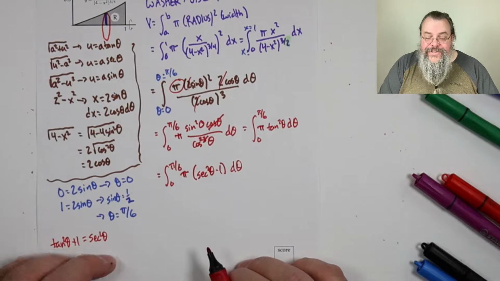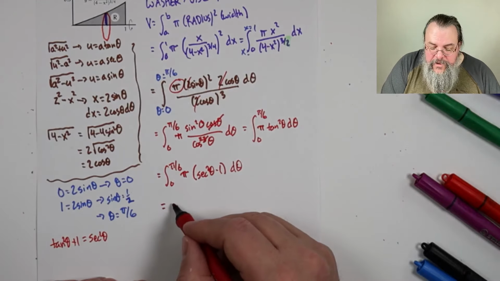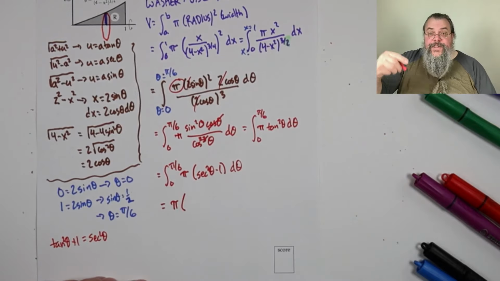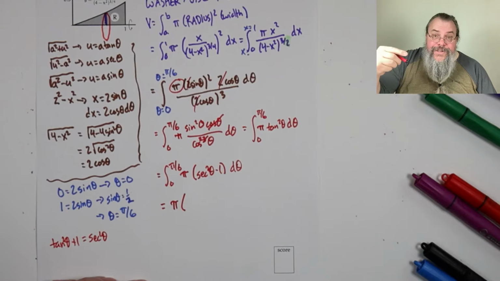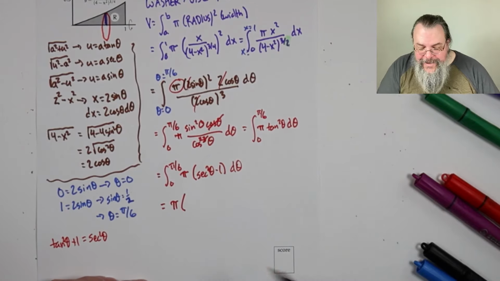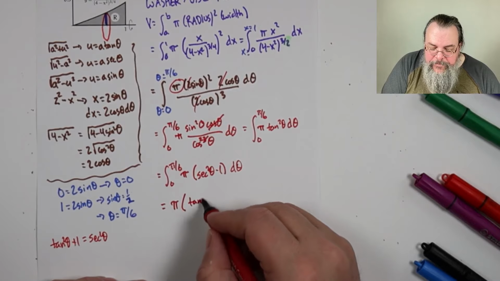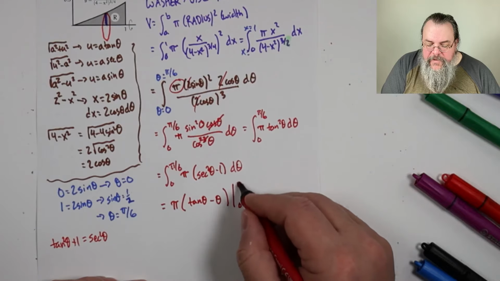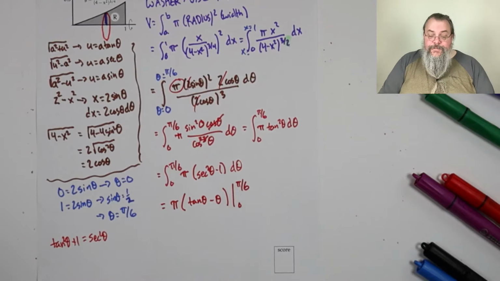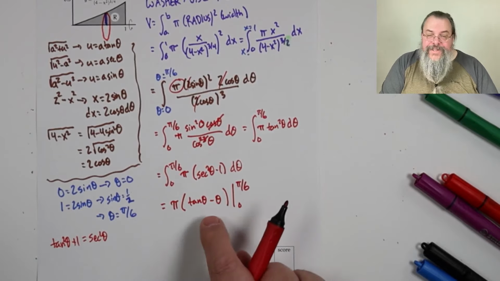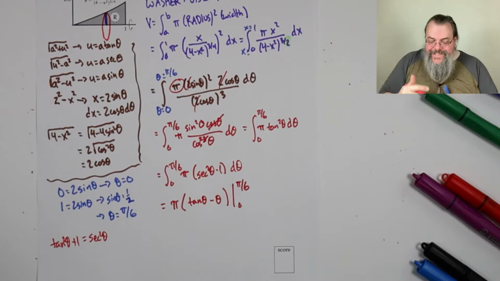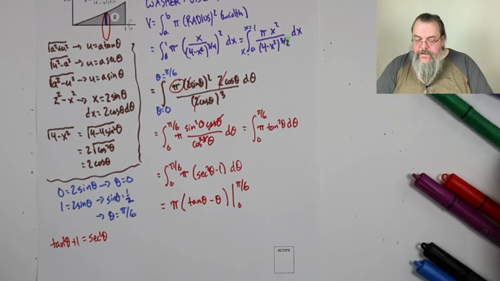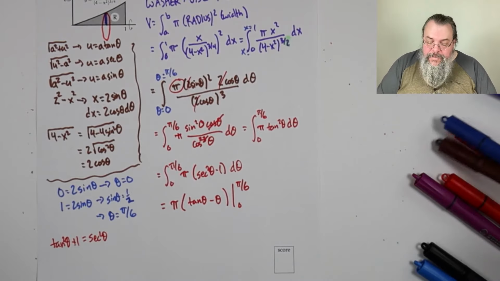We're in the home stretch. So the integral becomes pi times tangent, right? The integral of secant squared is tangent, because the derivative of tangent is secant squared. Okay, so we have tangent theta minus theta, evaluated from 0 to pi over 6. Now, good news. When you plug in 0, tangent of 0 is 0 and 0 is 0. Nice! So the last thing for us to do is to plug in pi over 6, and then we'll be done.